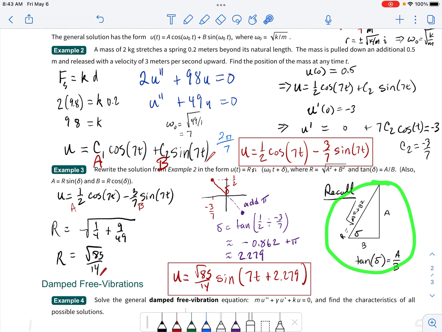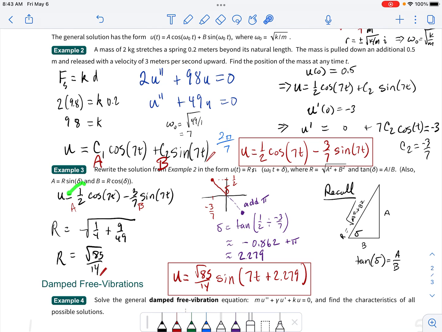So if we write down a triangle and put the a on the vertical and the b on the horizontal, we can see that the hypotenuse is the square root of a squared plus b squared. Also, we can calculate the angle delta, which is our phase shift, as the tangent of delta is a over b. So to begin with, let's go to the left-hand side, and we first need to figure out what the new amplitude of the function is.